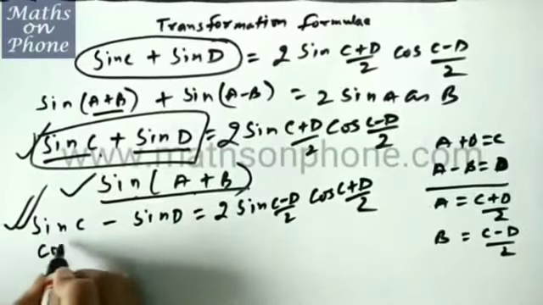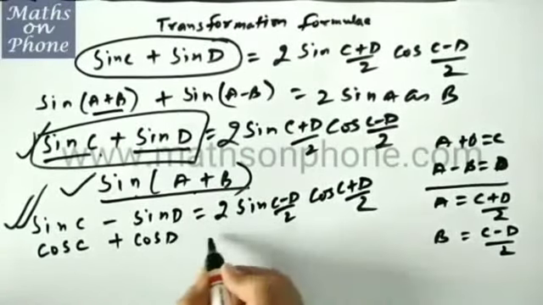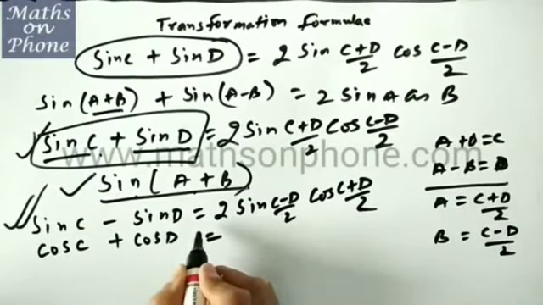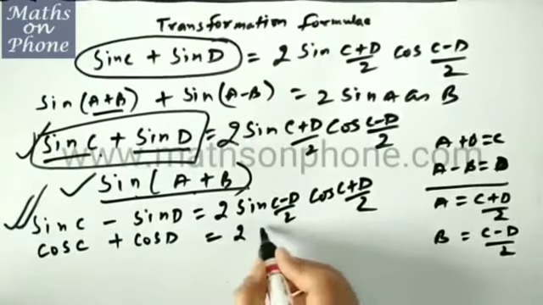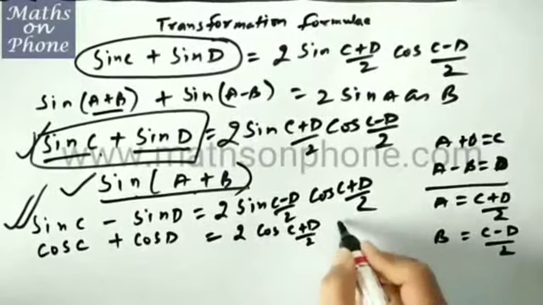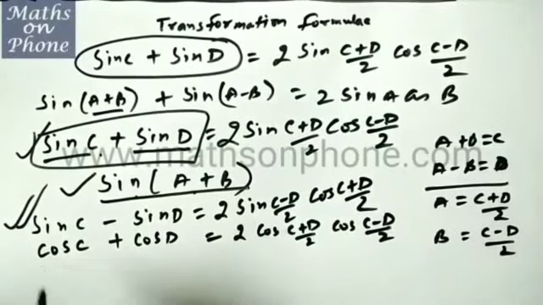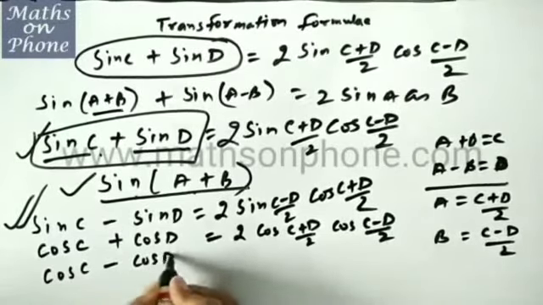Now, if I just write cos C plus cos D, what is that? In the case of cos, either both the coses are together or both the sines are together. So it is 2 cos (C plus D) by 2 into cos (C minus D) by 2. Very easy way to remember. And now the final formula, cos C minus cos D.